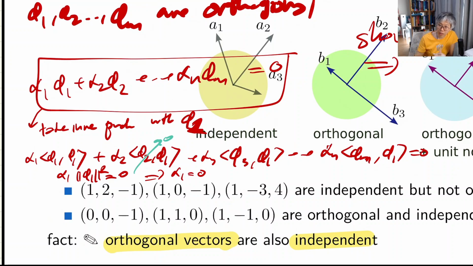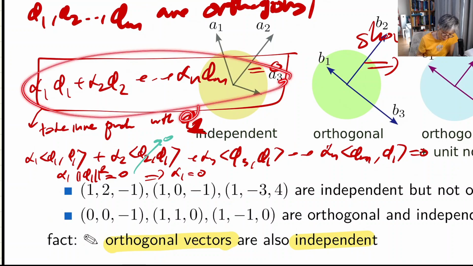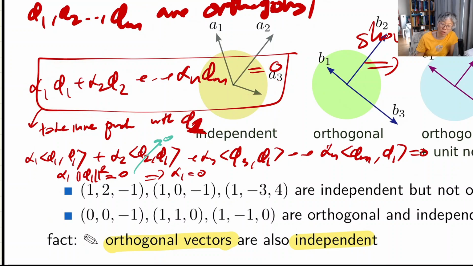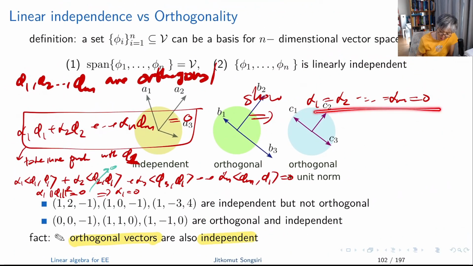And next, I can do the same way. I can take the inner product of the whole equation with phi 2, and I would get alpha 2 equals 0. And I repeat this process, and then you will see that all the alpha k's are 0. And that's a proof of how all the orthogonal vectors are independent. And obviously, the converse is not true by this specific counterexample.